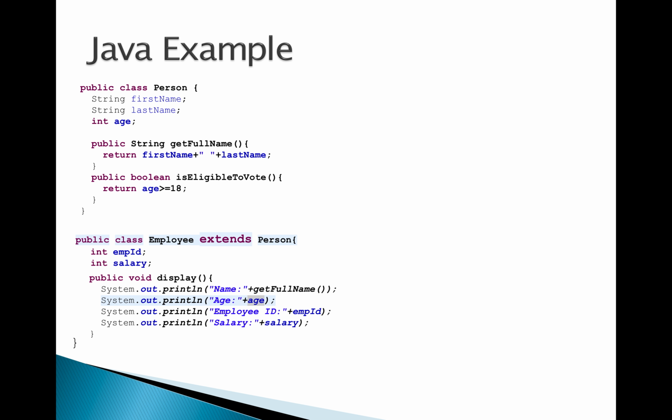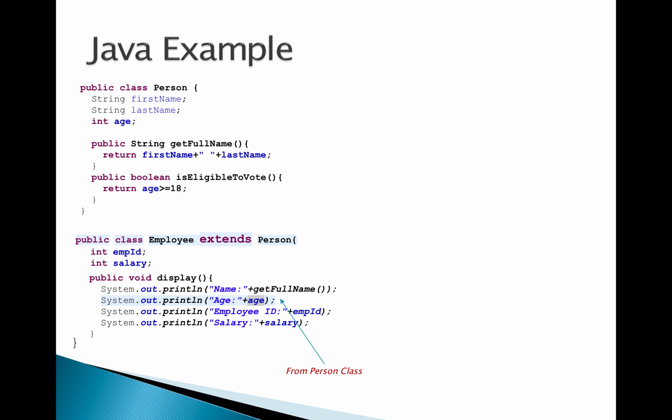As you see in the display method, we are printing the name, and in the name we are calling get full name. Get full name is not from the Employee class, it is a method in the Person class. Still I can access it from the Employee class because I am extending from the Person class. And age is not a property defined in the Employee class, but I can still access the property which is defined in the Person class. I also access the employee ID and the salary, which are part of the Employee class.